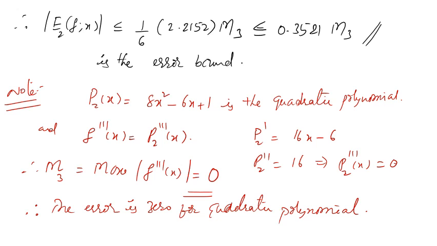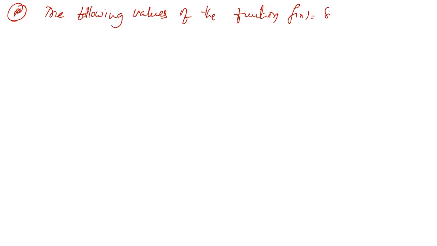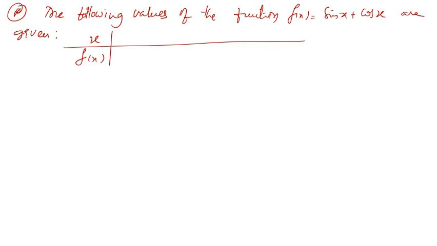Okay, this is one more idea. Next problem, let us take this problem. The following values of the function f of x equal to sin x plus cosine x are given. What is the data? X versus f of x is given: 10 degrees, 20 degrees, 30 degrees, and 1.1585, 1.2817, 1.3660. This is the data. Construct the quadratic interpolating polynomial.